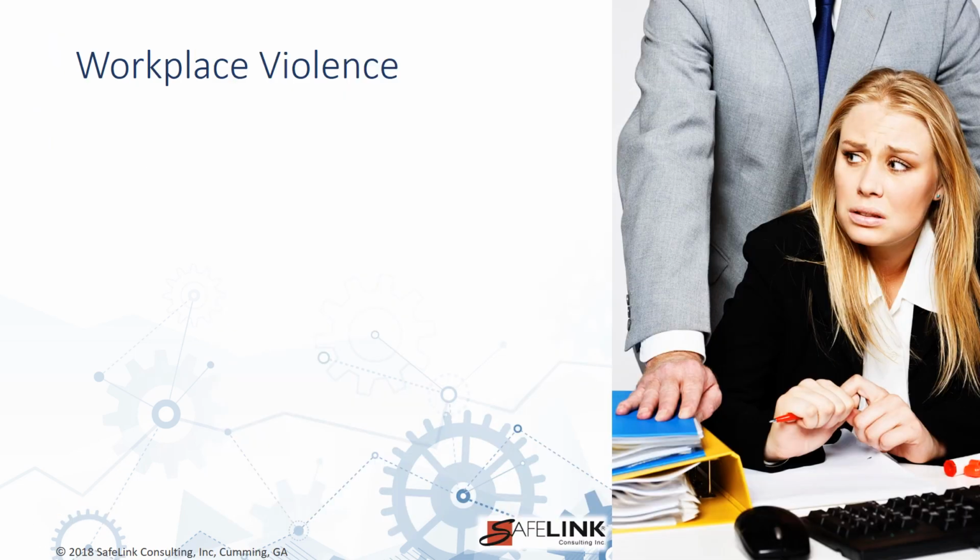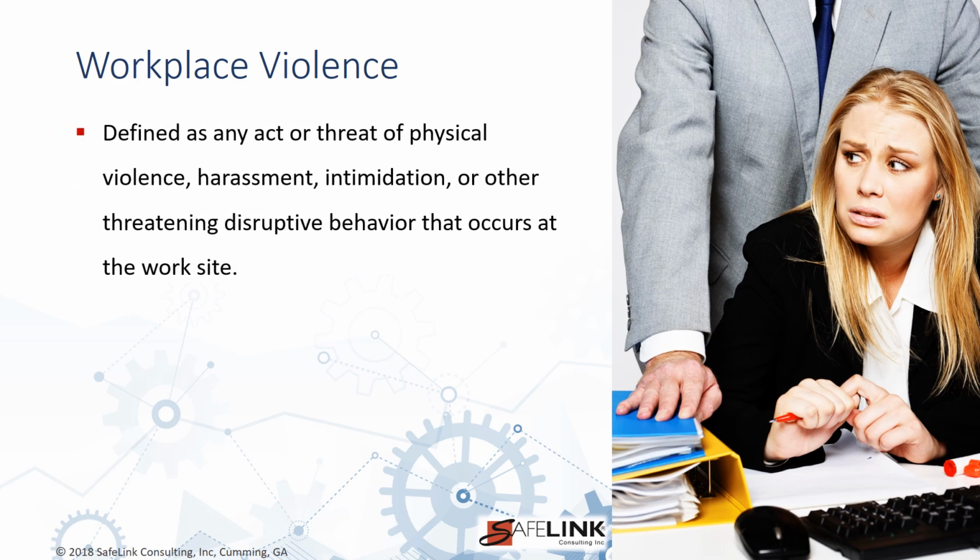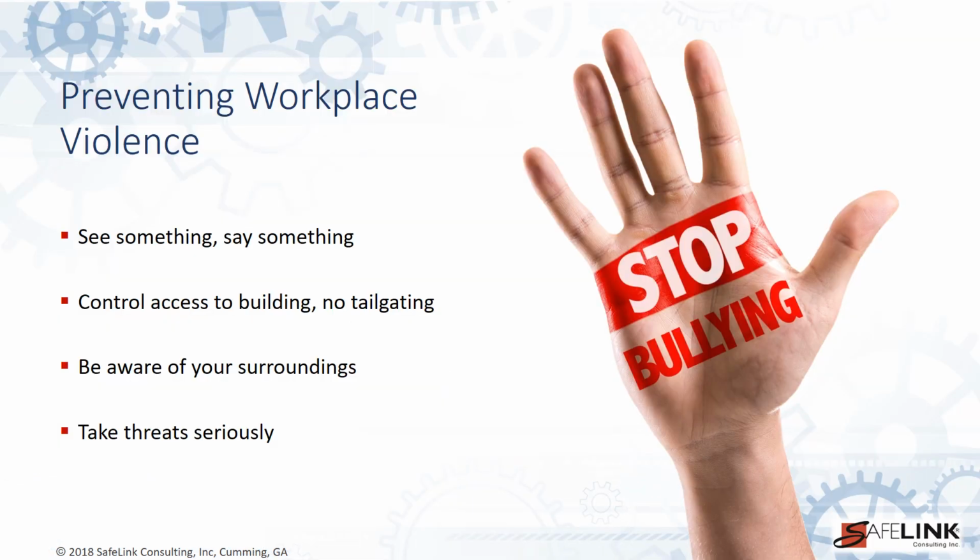Workplace violence. Workplace violence is defined as any act or threat of physical violence, harassment, intimidation, or other threatening, disruptive behavior that occurs at the work site. The best ways to prevent workplace violence are: if you see something, say something. Don't just ignore a situation that causes you concern. Control access to the building. No tailgating. In other words, if you have been provided a device for entering or exiting the building, don't loan that device to anyone else.